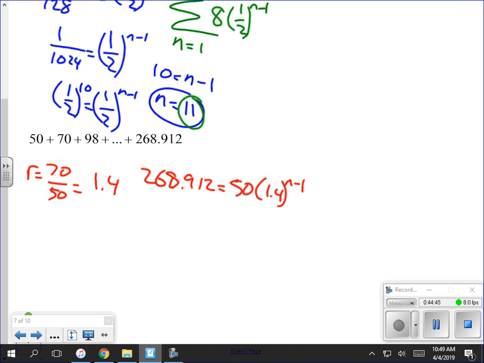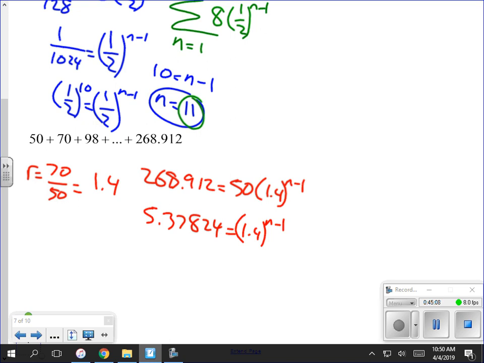I felt that one coming. 5.37824. Do not round your decimals. Carry everything. Don't round it, because otherwise you won't be able to do the next part.